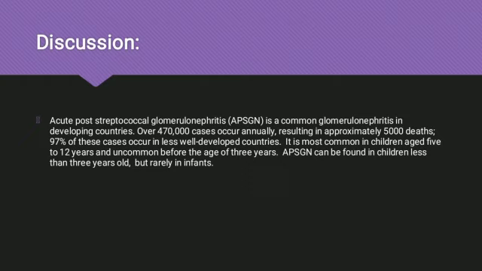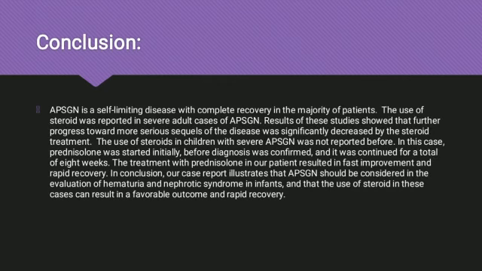Discussion. Acute post-streptococcal glomerulonephritis is a common glomerulonephritis in developing countries, and it is most common in children aged 5 to 12 years and uncommon before the age of 3 years. APSGN can be found in children less than 3 years old but rarely in infants. Now conclusion, APSGN is a self-limiting disease with complete recovery in the majority of patients.